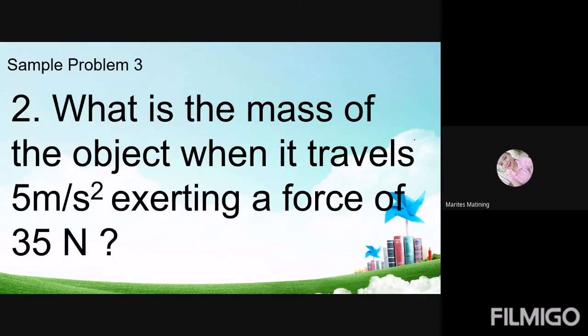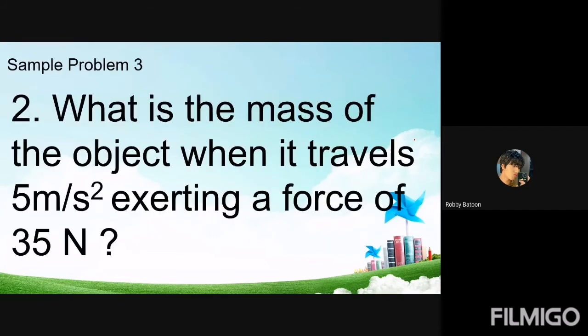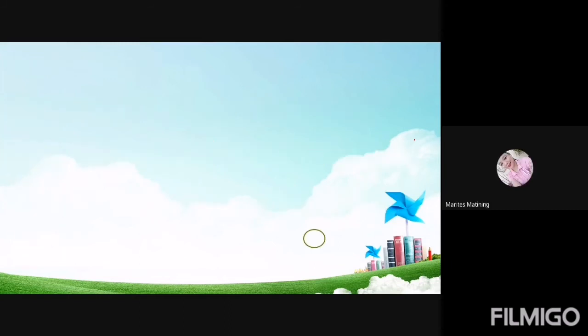Okay, time is up. So yung mga nag-solve sa kanilang mga paper, i-check nyo kung tama yung mga sagot nyo. Okay, Robbie, what are the given and unknown? Ma'am, force po tapos acceleration yung given. Okay, force. What is the value of force? Ma'am, 35 Newton. Correct. And the value of acceleration? Ma'am, 5 meter per second. Ano yung hinahanap natin, Robbie? Ma'am, yung mass po. Okay, correct.